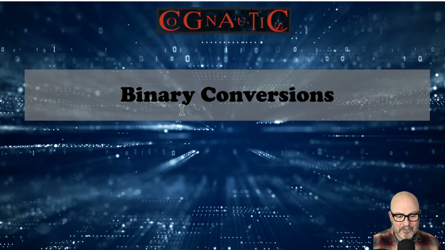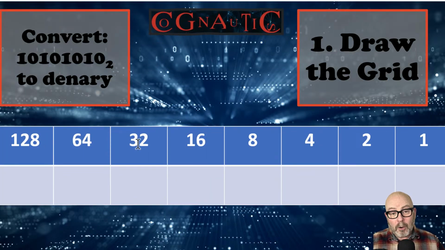So binary conversions, easy. So let's jump into these. The job in hand is this, ladies and gentlemen. We are going to convert this number over here, which is 10101010, which is in binary. How do I know it's in binary? Because you've got that little 2 just there, okay? That means that it is in binary. Good. Right. So we're going to convert this binary number, 10101010, into denary.